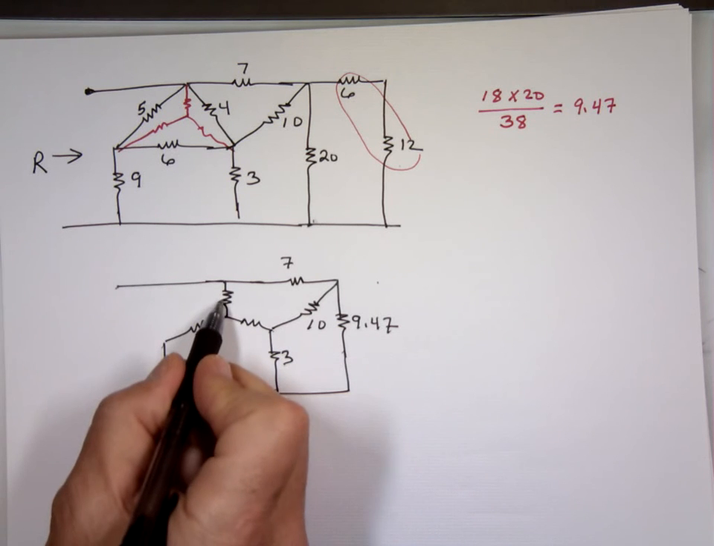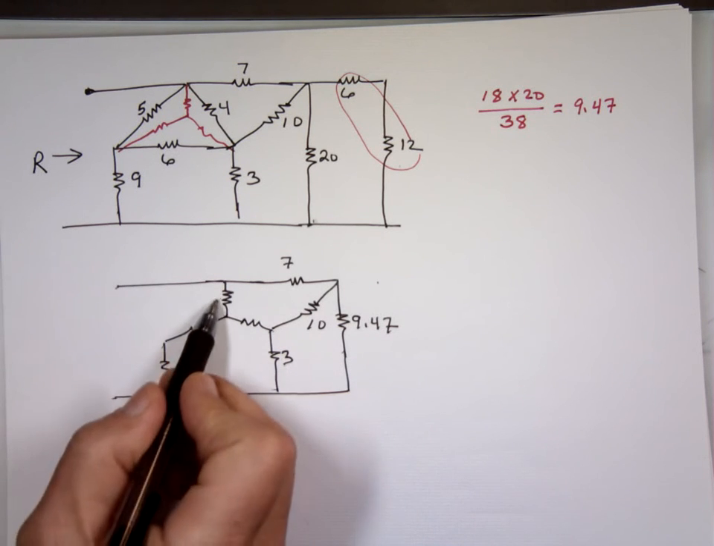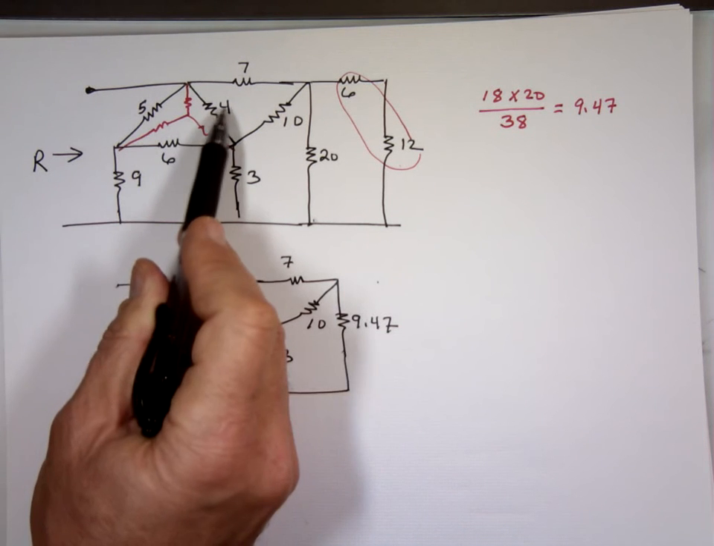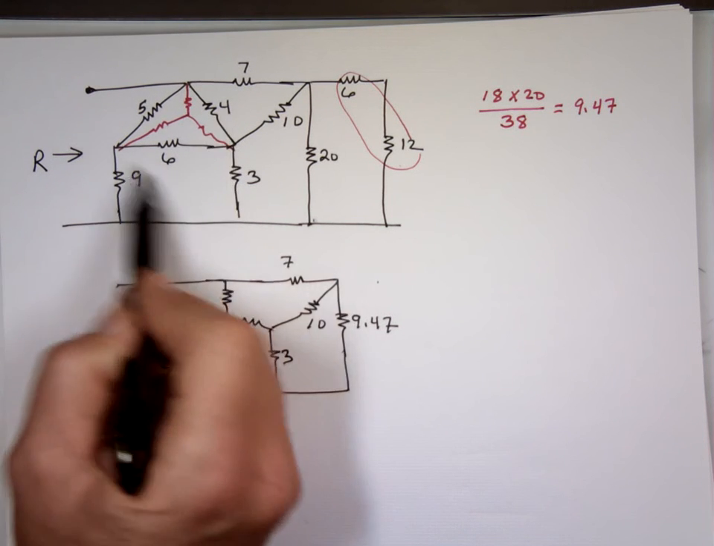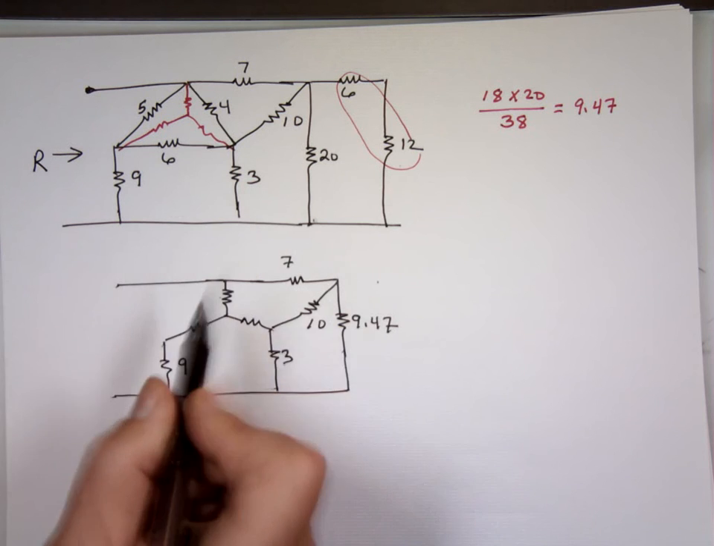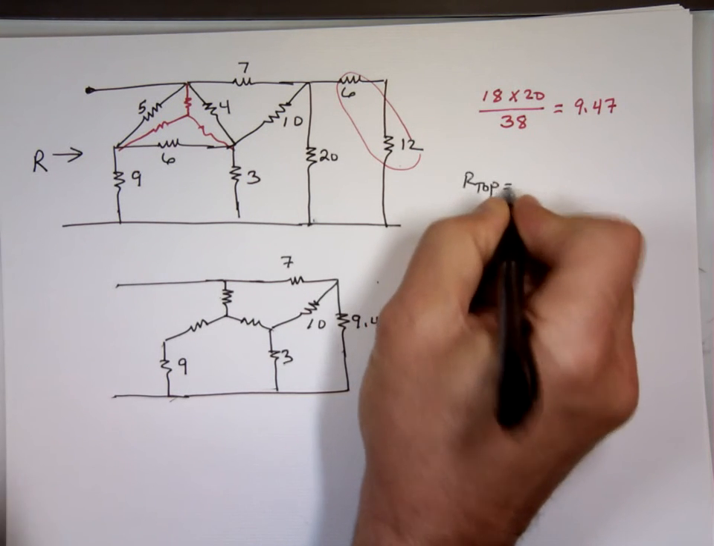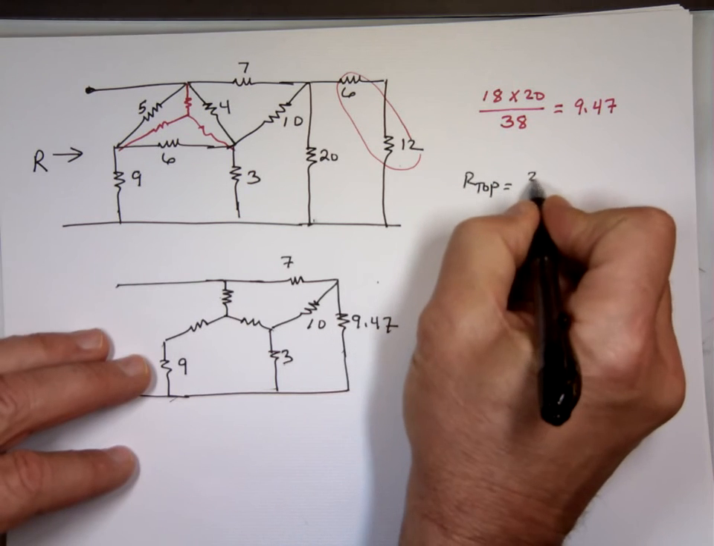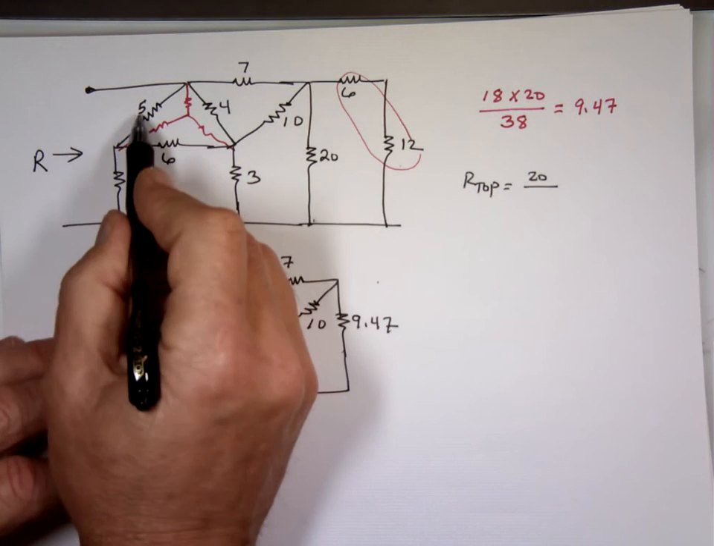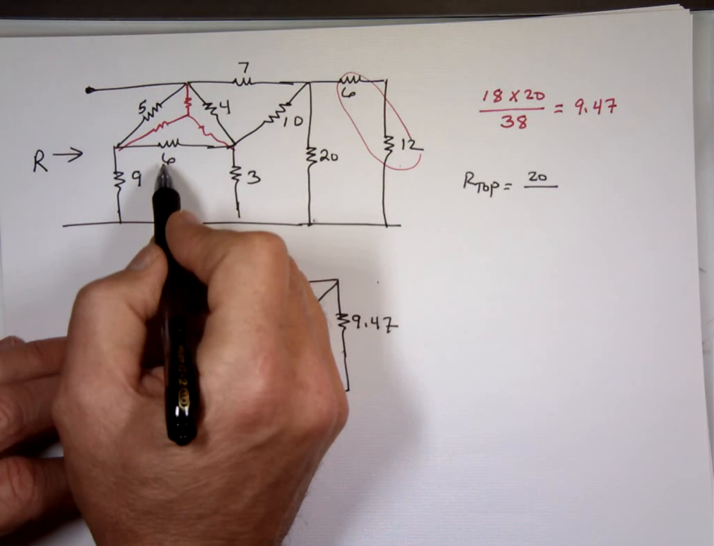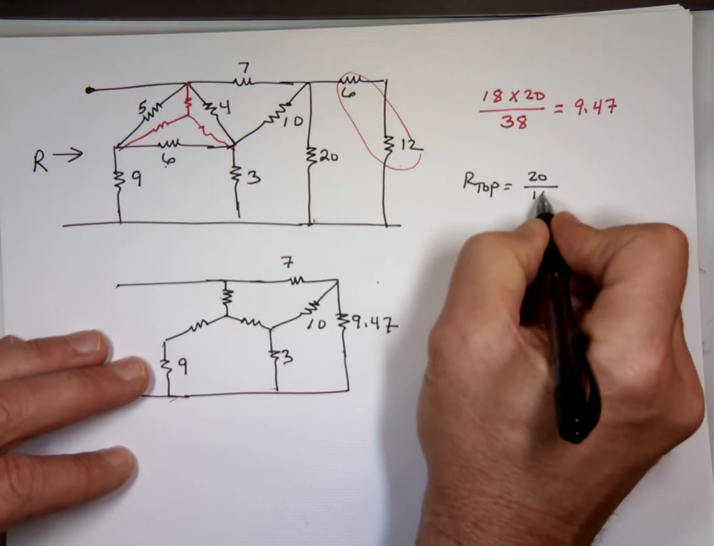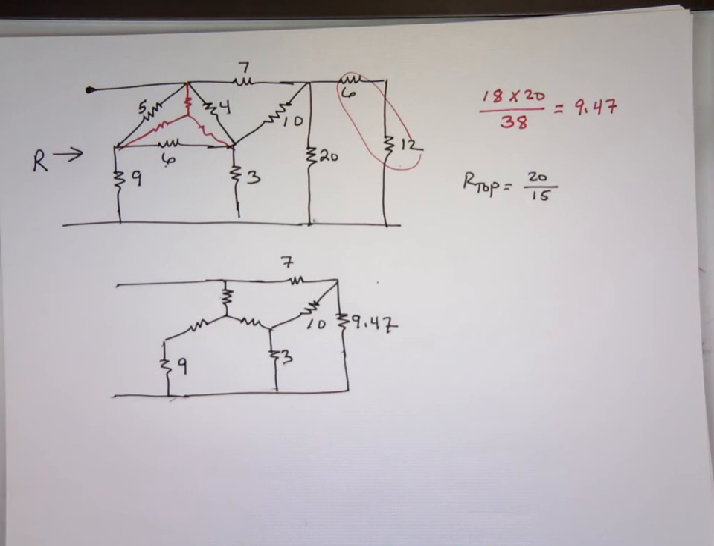This one is going to be 5 times 4 divided by the sum of them. So the top: 5 times 4, which is 20, over the sum of 5, 4, and 6, which is 15. What's that, 1.33?